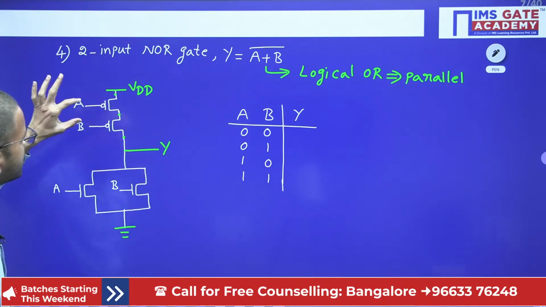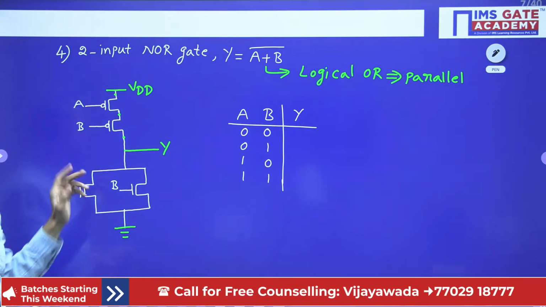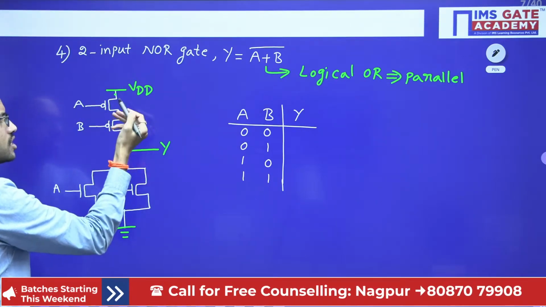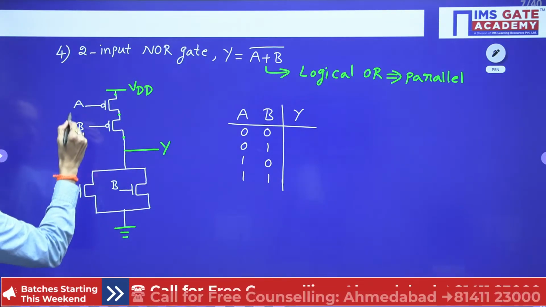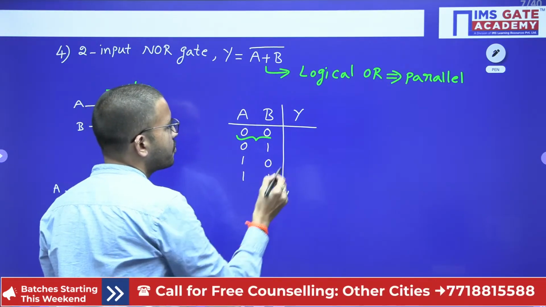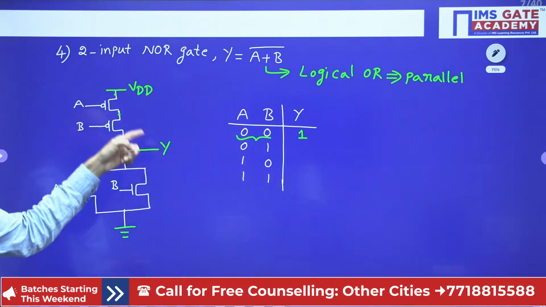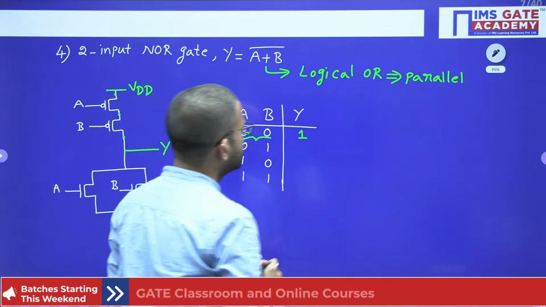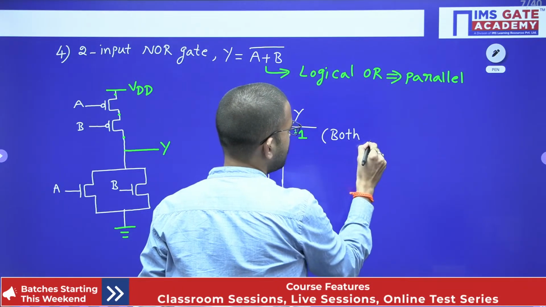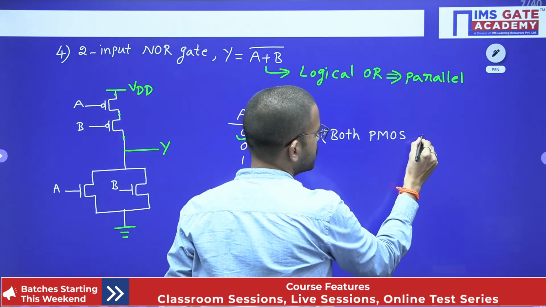When the PMOS transistor will be on? If you are giving input as 0. Since both the PMOS transistors have to be on, both the inputs should be 0. So when both the inputs are 0, at that time you are getting output as 1. In this case, both PMOS transistors are on.